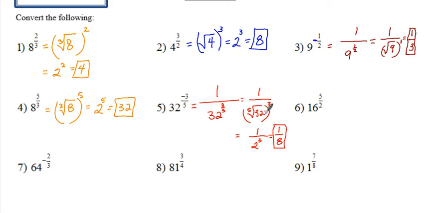Please don't forget that you did all this work. I know you did all this work on the bottom, but don't forget that the first thing you did was put it on the bottom of a fraction. So your final answer is 1 over 8, not just 8. 1 over 8 because of that negative exponent.